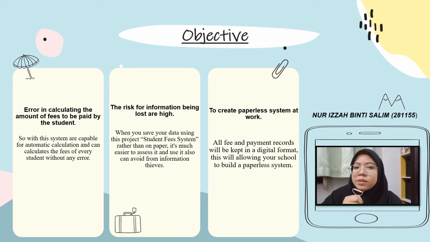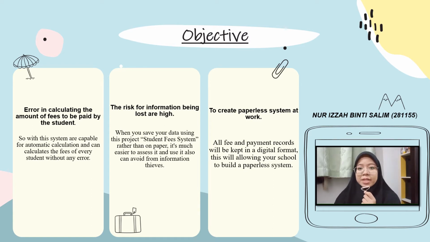Next, other risks for information being lost are high. How you store your data has a big impact on how convenient it is to access, use, and protect it. You can store a huge amount of data in this system. It will make it simple to find and use the information you have saved. When you have saved your data in this system, rather than on paper, it is much easier to access it.